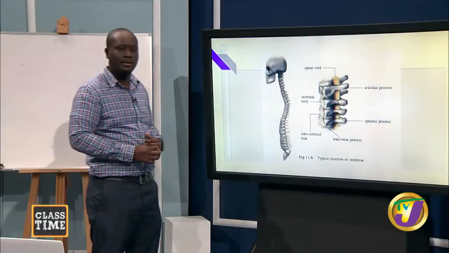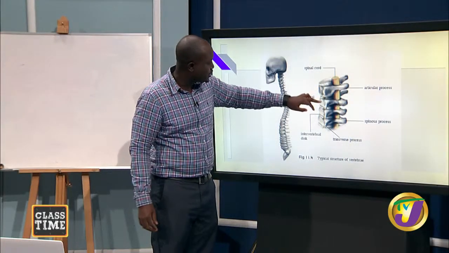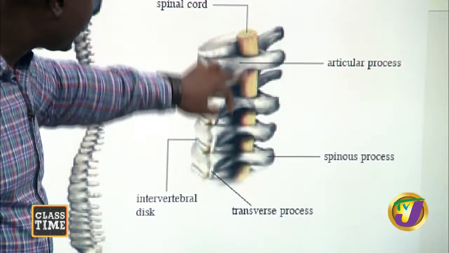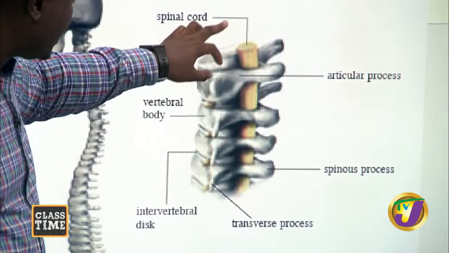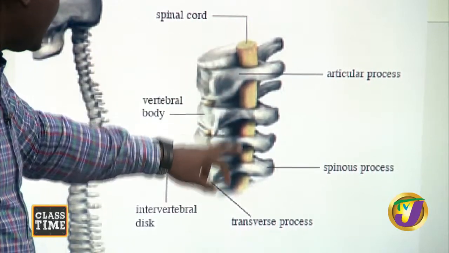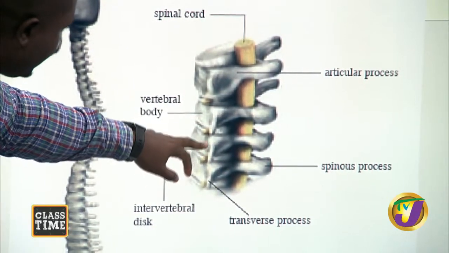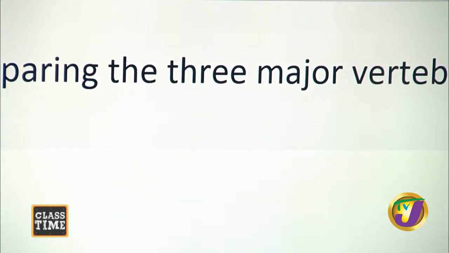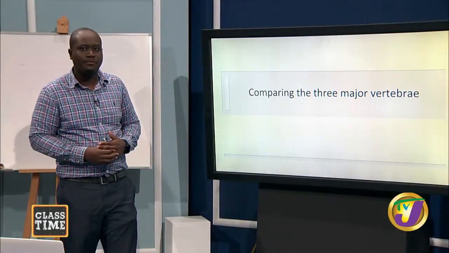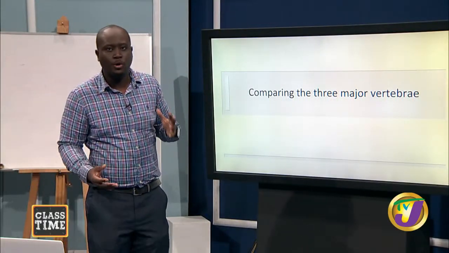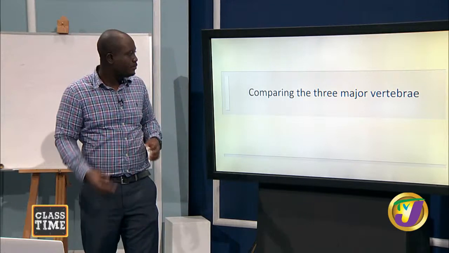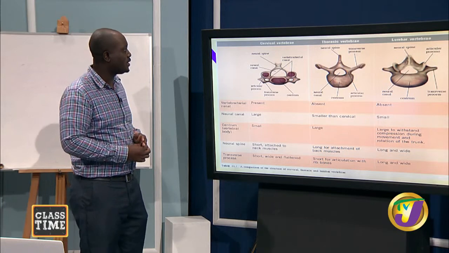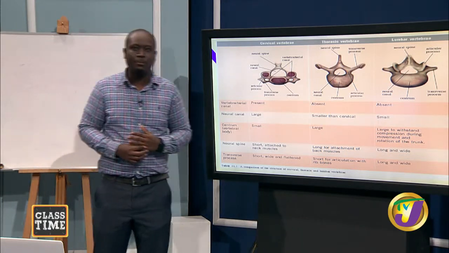All right, so this is what they look like. They are stacked on top of each other, and this is the spinal cord that runs through the center, or the cavity. We're going to look at what the cavity is called later on. And in between each of the vertebrae there are cartilage discs. So we're going to compare the 3 major vertebrae because you need to know how to distinguish between them. The 3 major vertebrae you have are the cervical, the thoracic, and the lumbar.